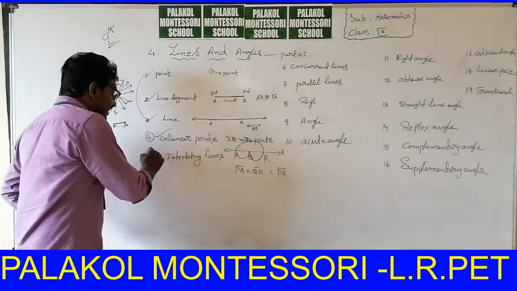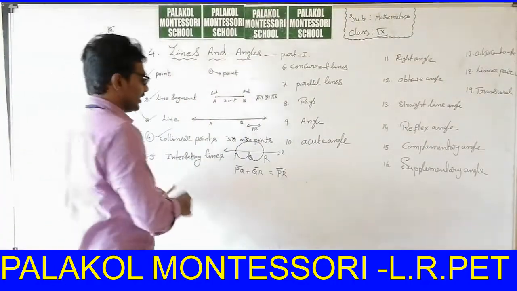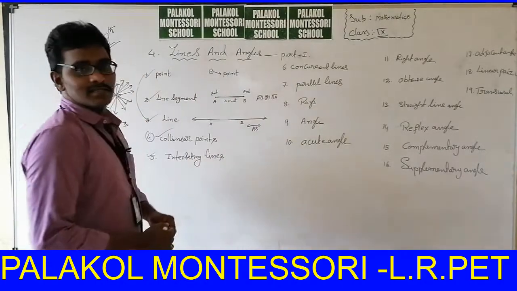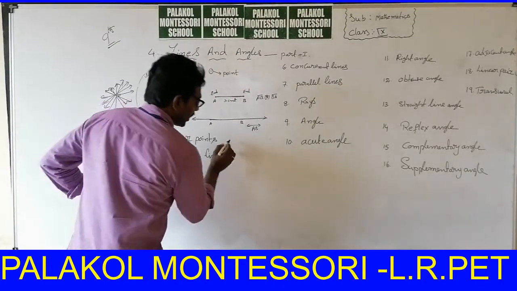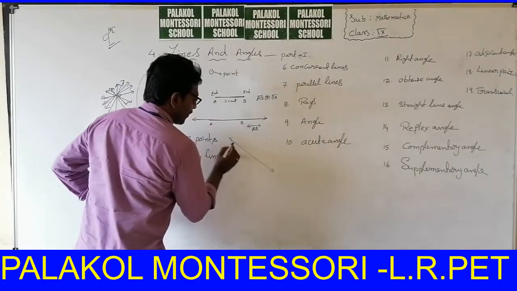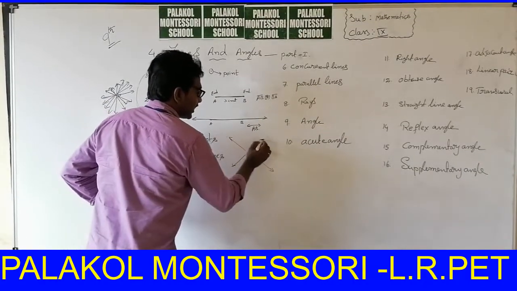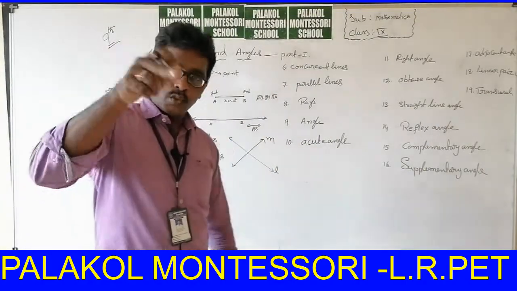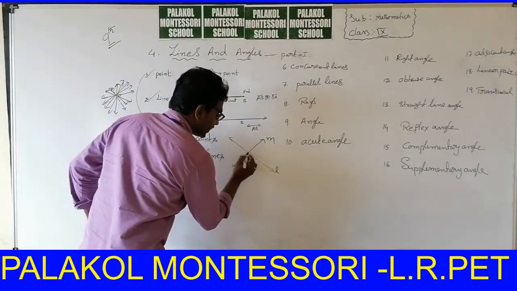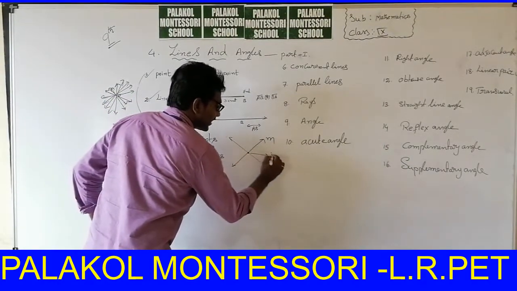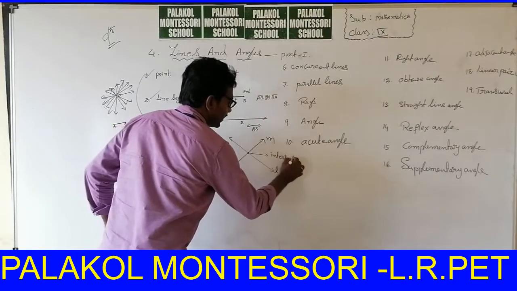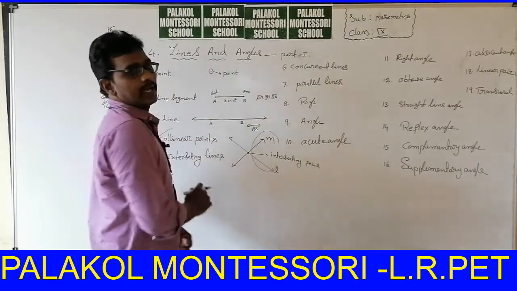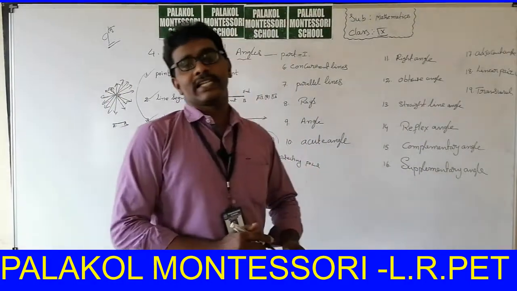Next one, I take intersecting lines. See, two lines are intersected at one point. That type of lines are called intersecting lines. L, M. How many lines are there? Two lines. These two lines intersect at one point. This is called the intersecting point. These lines are called intersecting lines.